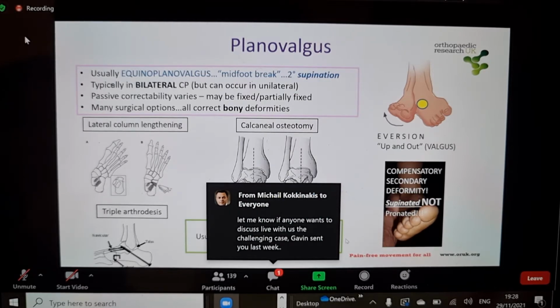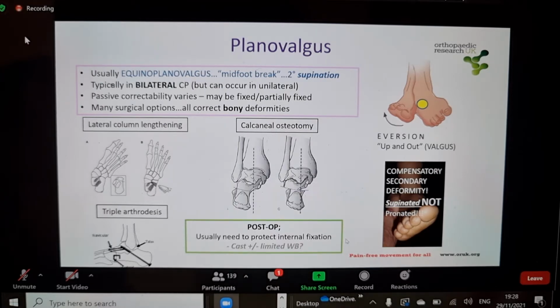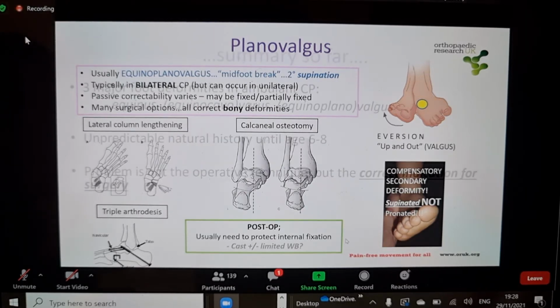So all of these are bony operations. They all require internal fixation. So they're all going to need casting, and they might need limited weight bearing as well, with the possible exception of calcaneal osteotomy. So you see how as the deformities get more and more complicated, so the rehab is going to get more complicated. So that's something that we're going to have to deal with, and something that you and the surgeon can liaise with in terms of how you're going to move forward with that.